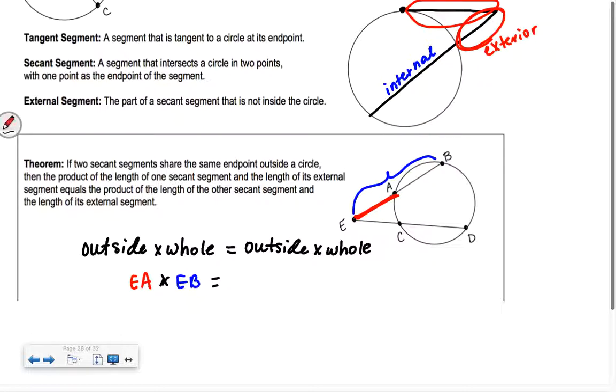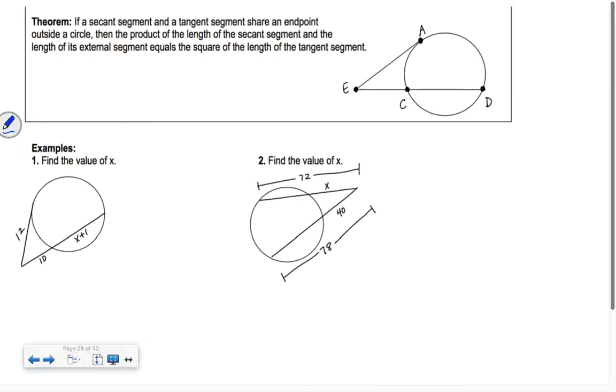Equals, well, what's the outside of the next one? EC. And what's the whole thing? Yeah, ED. So be careful. It's outside times whole equals outside times whole. Don't just do the pieces. That is the biggest mistake people make. They're always like, oh, EA times AB. That'd be nice if it was like that, but it's not. That's not the rule, okay?